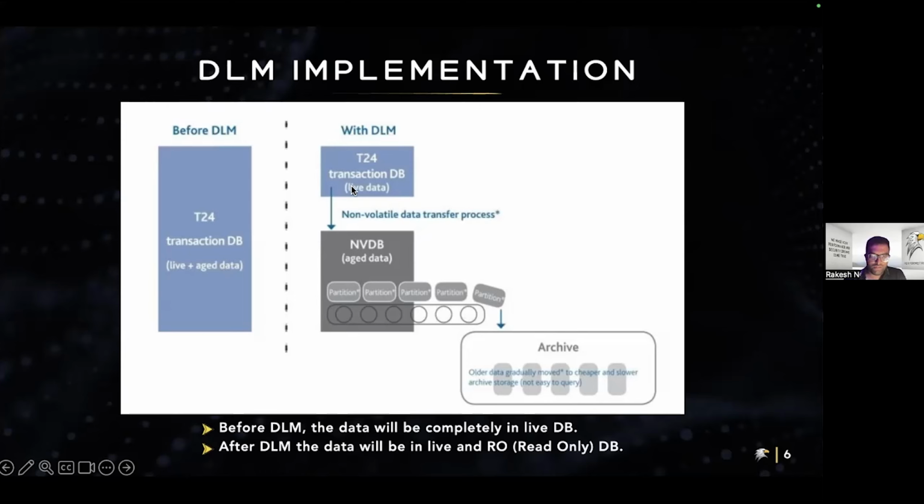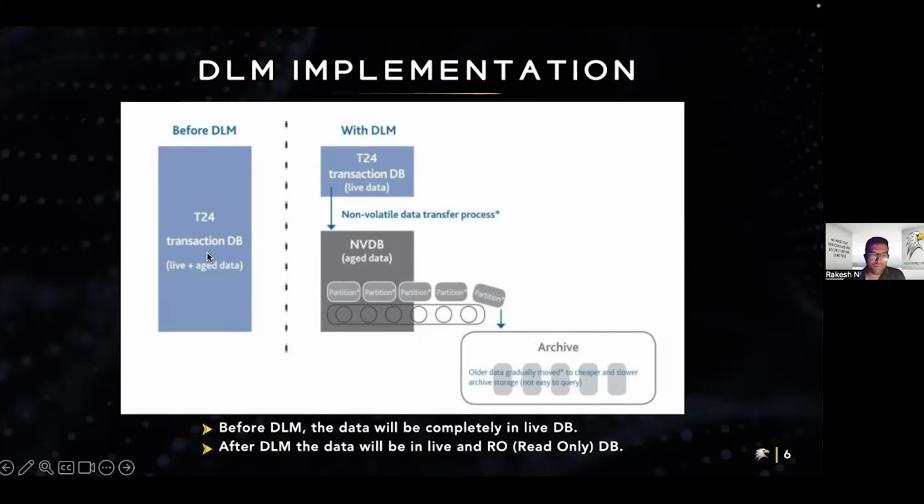One is the T24 live database. It will be as it is. We'll introduce another database, the non-volatile database, which is nothing but the read-only database. In this, we will move the older data, older than 3 months or older than 6 months, to the non-volatile database. After retaining it for a duration of a few years, we'll again move it to archival. Archival is the last step. As of now, we have live and archival, but what we are introducing is this non-volatile, read-only database, where data stays for a particular period of time. We can fetch the details accordingly.